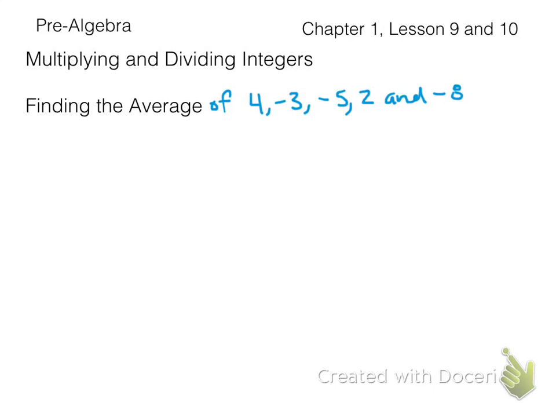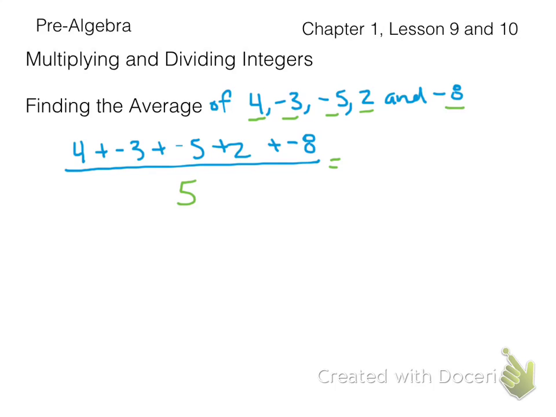Just a quick review. Finding the average of something. Another way to say you're finding the average is to find the mean, the center point of all of the values that you have. So we're going to find the average of 4, negative 3, negative 5, 2, and negative 8. We're going to add up all the numbers and then divide by the number of numbers we have. We have 5 numbers, so that's what we're going to divide by.